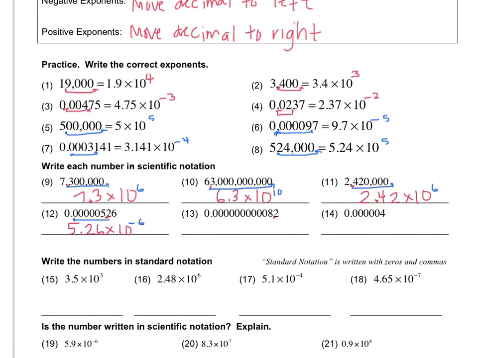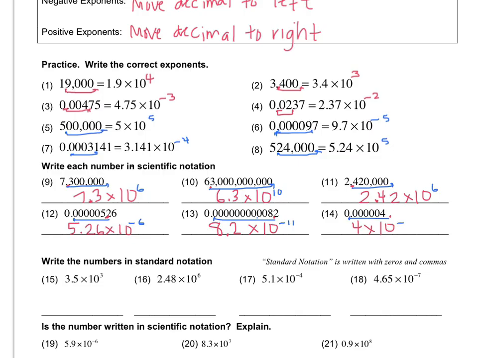Here, it's between the 8 and the 2, and it's moving to the left 11. And here it's after the 4, so it's 4 times 10, and the exponent is negative 6.